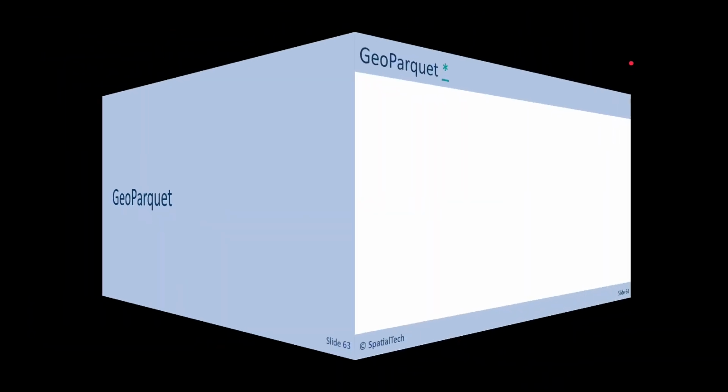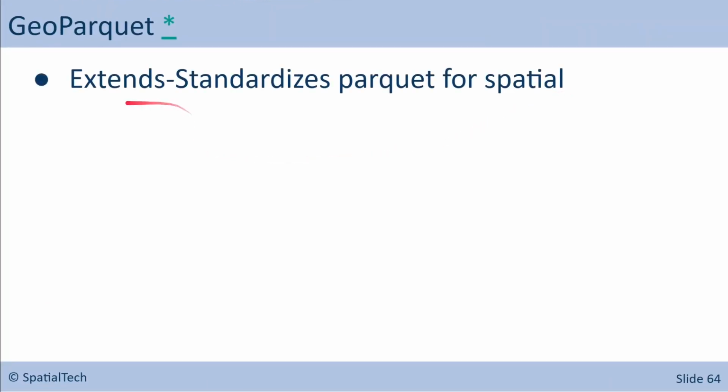There are some other formats out there that are gaining popularity, like GeoParquet. This is where the last slide is a precursor to new formats that could end up as what we call cloud native formats. Parquet is a very popular format. People looked at that and said, we could tack on a well-known binary column and make it GeoParquet, which is what they did. So it extends and standardizes, because they chose well-known binary, a Parquet for spatial.